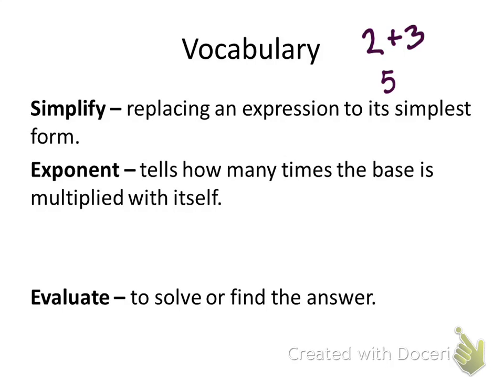An exponent tells how many times the base is multiplied by itself. So you could have a base of 3 and an exponent of 3, and we're saying that 3 times 3 times 3 is what 3 to the third really equals, which is 27. Evaluate means to solve or find the answer. So whenever you see those in the test, it just means find the answer.